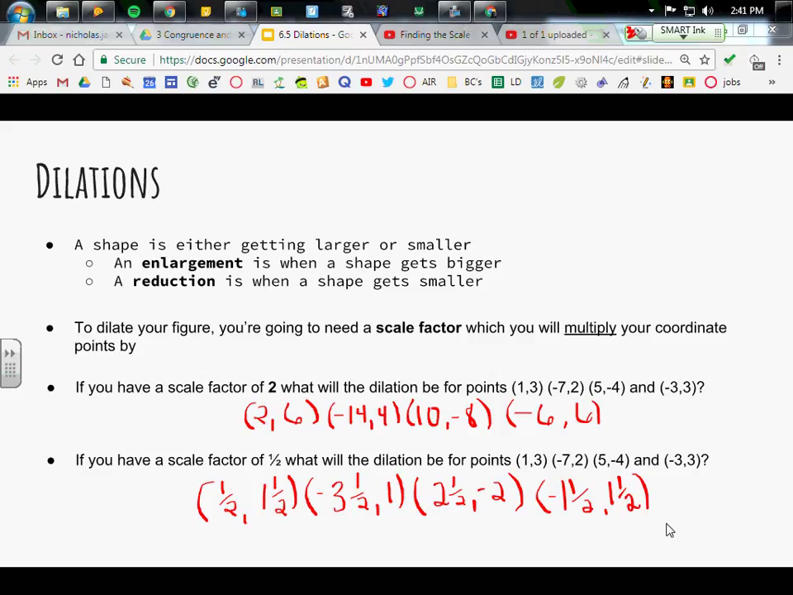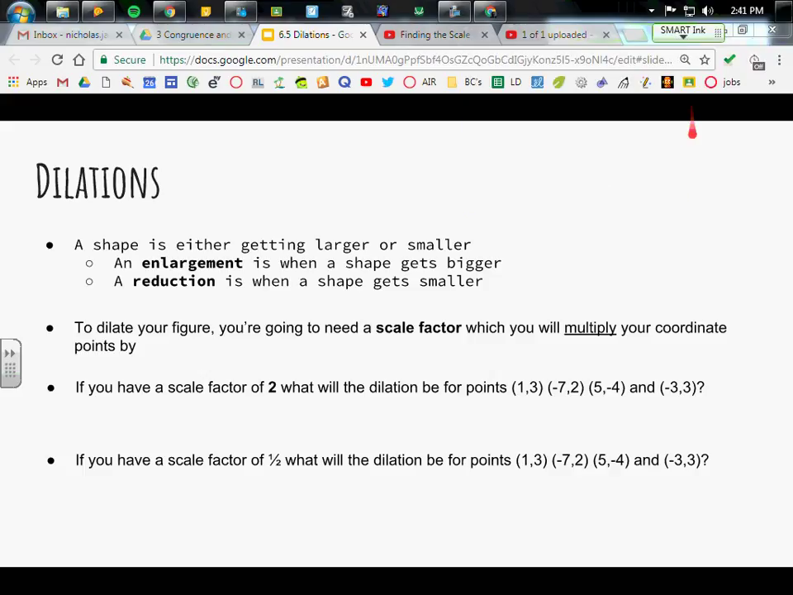And what you should find with this figure is that your shape has reduced. It's a reduction. It got smaller. In fact, it's been cut in half. So here's a little trick, whenever you have a scale factor and you want to figure out, should my shape be an enlargement or a reduction? When your scale factor is a whole number, or anything larger than 1, then you're going to have an enlargement. If your scale factor is a fraction or a decimal, something smaller than 1, then your shape is going to be a reduction. Okay?